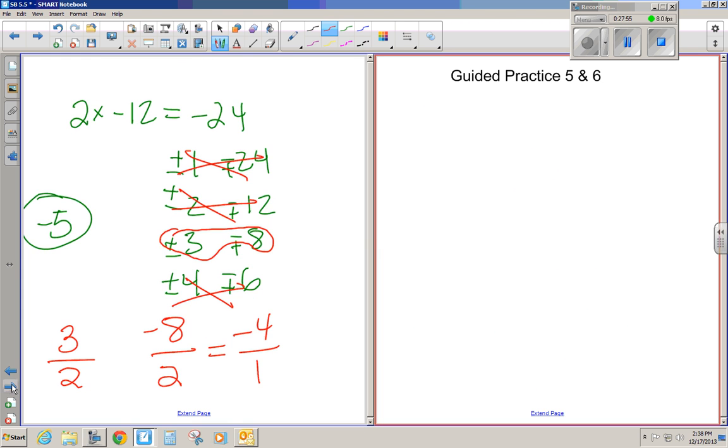All right, so we're going to do some guided practice and a few more. So practice number 5. Okay, so like I said, guided practice number 5, factoring completely. If you're given that f of x is x cubed minus 6x squared plus 5x plus 12, and you're checking to see if x minus 4 is a factor.